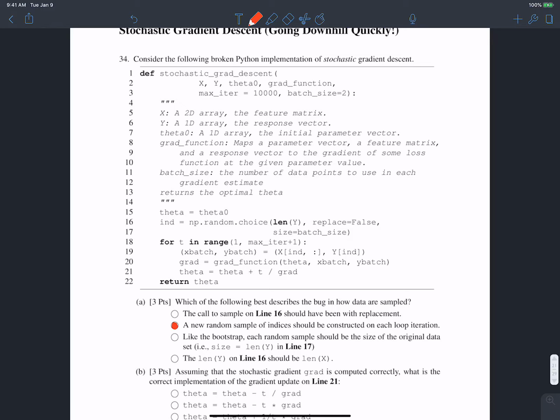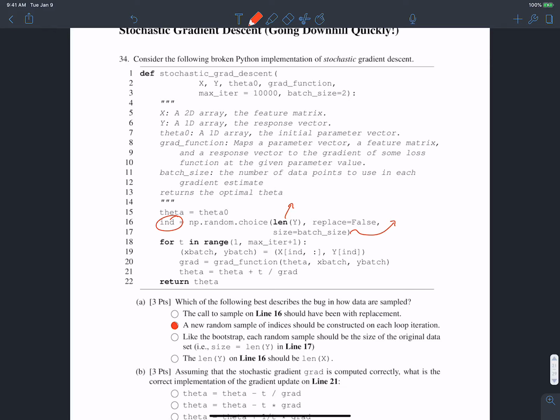If you see what's going on here, on line 16, we select our choice of indices before jumping into the for loop. So before we start iterating, suppose there are y points that we're dealing with. We randomly sample batch size numbers between 0 and y without replacement, and those will be the random indices that we use to calculate our gradient. So that's okay.